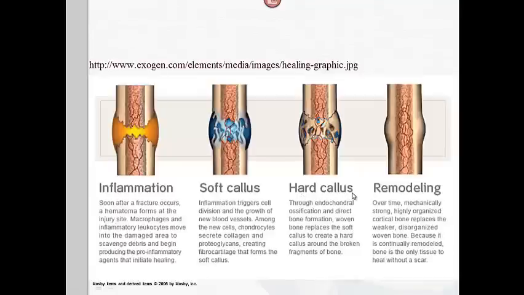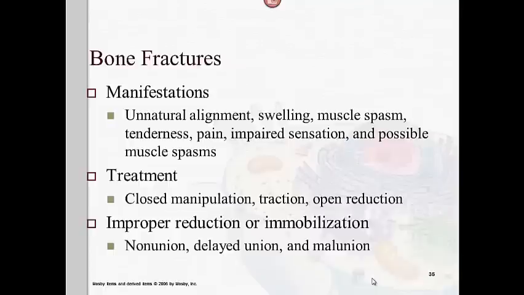There's the hard callus, where endochondral ossification takes place. This is also present in the woven bone that replaces the soft callus to form the hard callus. And remodeling, where the bone is completely replaced by cortical bone from disorganized woven bone, because it continues to remodel and forms the healed tissue without scar.